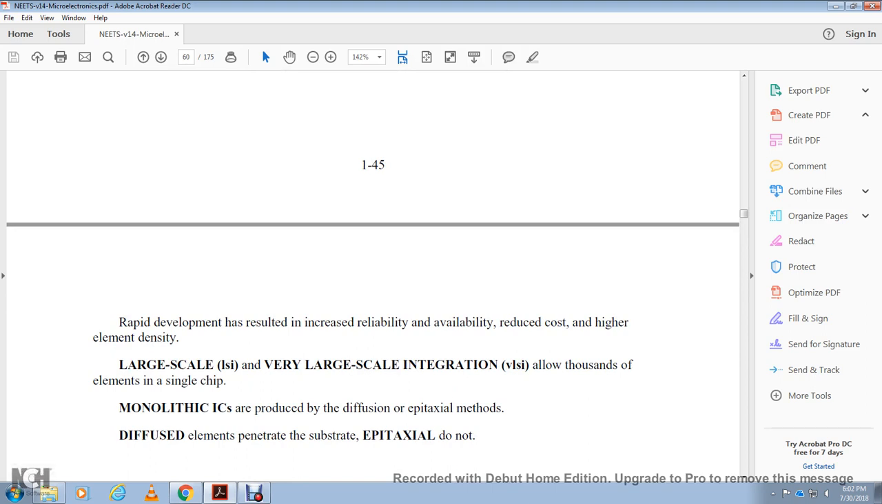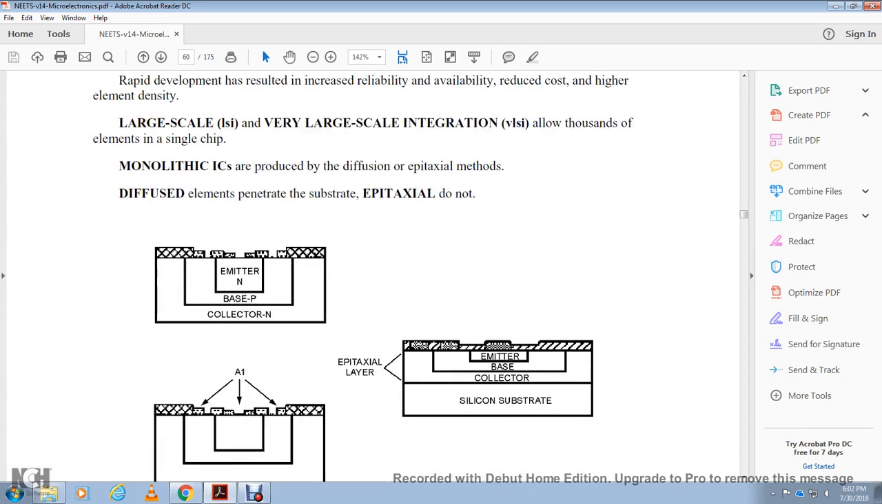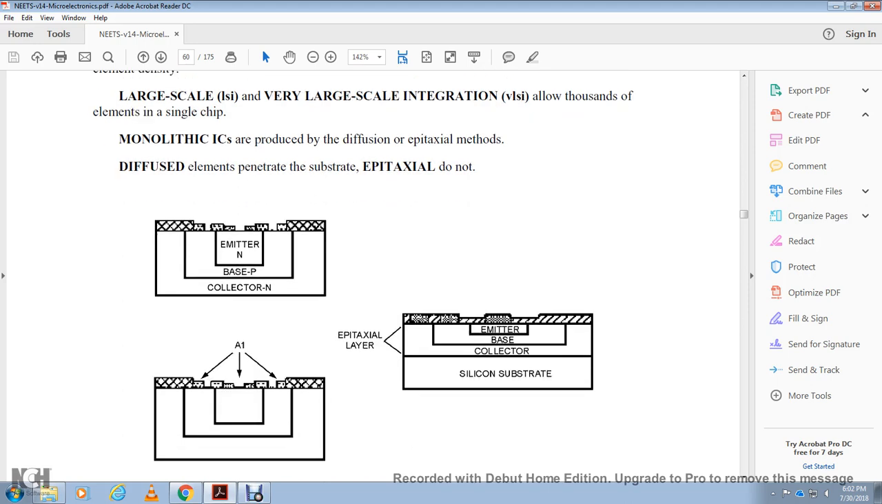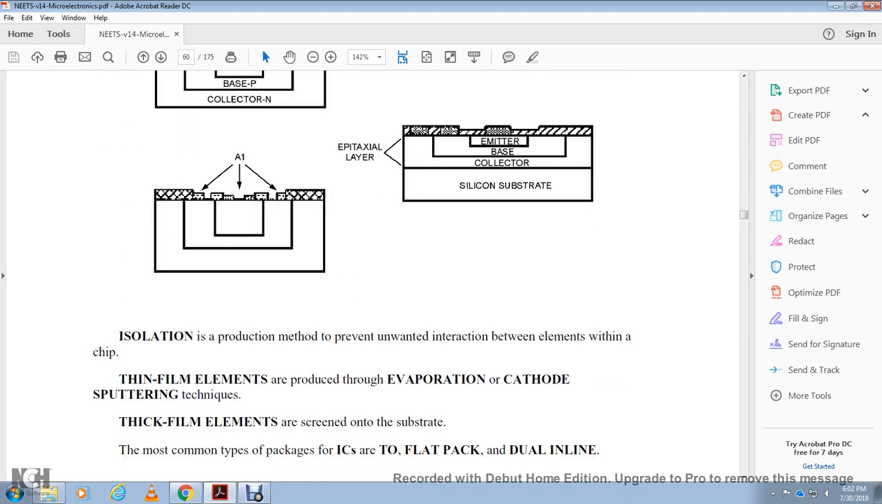Monolithic integrated circuits are produced with the diffusion and epitaxial methods. Diffused elements penetrate the substrate, and epitaxial ones do not. This shows the emitter N-P-N, base positive, collector negative. The epitaxial layer, emitter, base, collector, silicon substrate. The illustration shows a production method of preventing unwanted interaction between the elements within a chip.